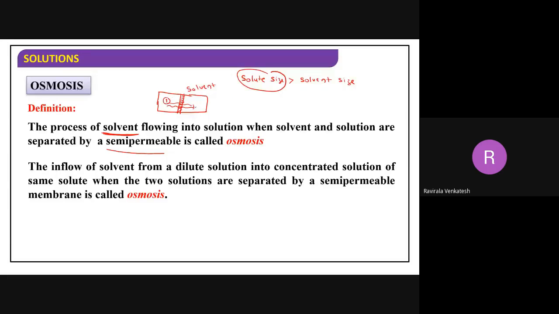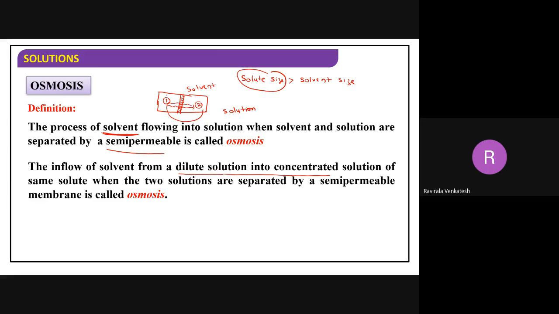Here it is a solution, and here also it is. Both are solutions only. But whether solvent is moving from 1 to 2 or 2 to 1 depends upon this condition. Solvent will flow from a dilute solution to a concentrated solution.